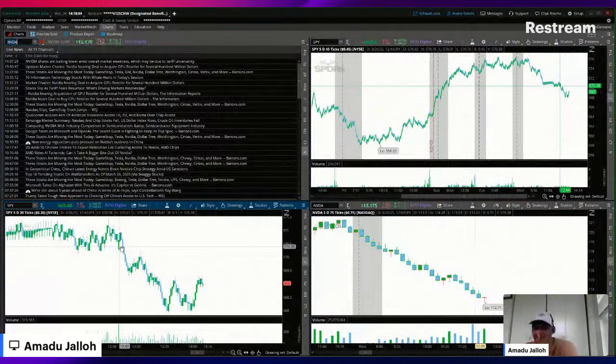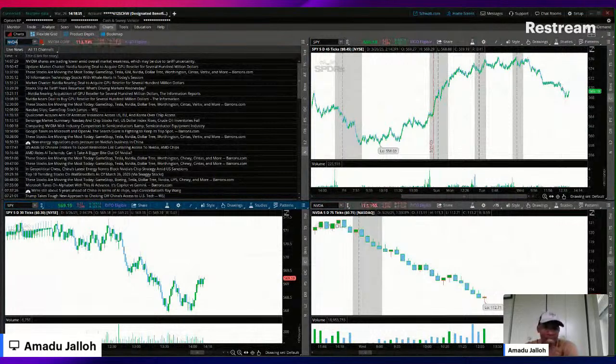So it doesn't look good, man. GameStop is up, but it's pulling back. Everything is just pulling back as a result of weakness. This is not so good for the market. Nvidia nearing acquisition of a GPU reseller for several hundred million dollars, we saw that news already. That's not good right now.